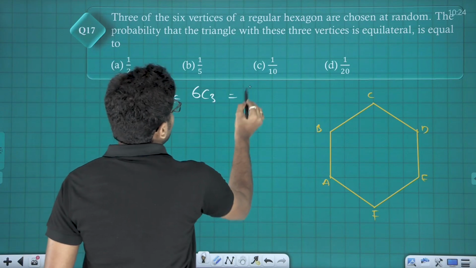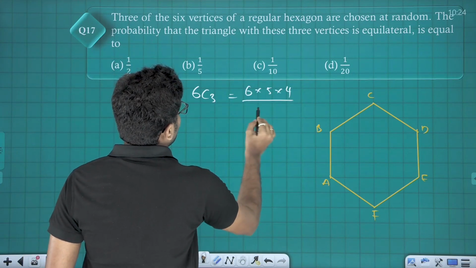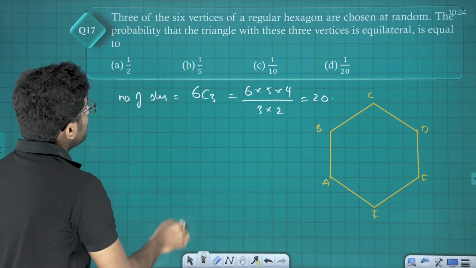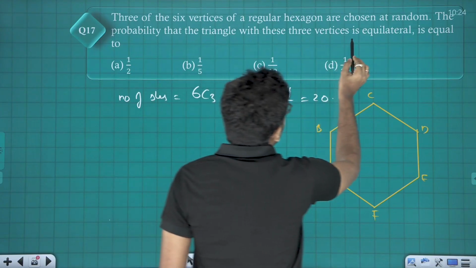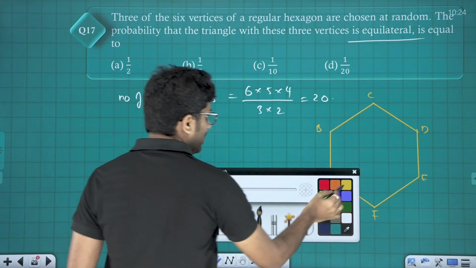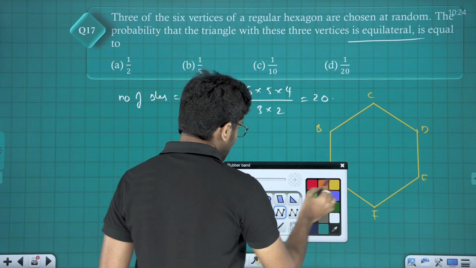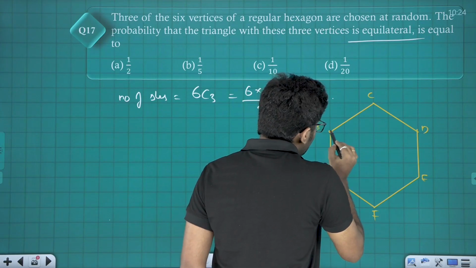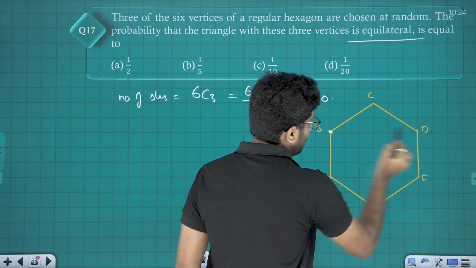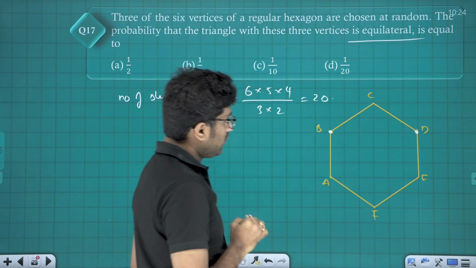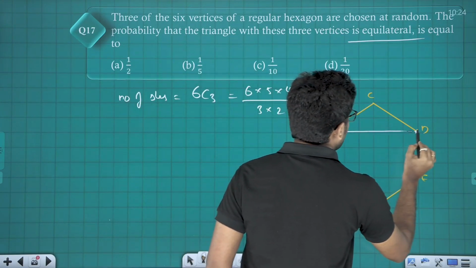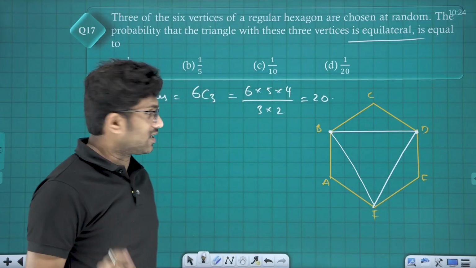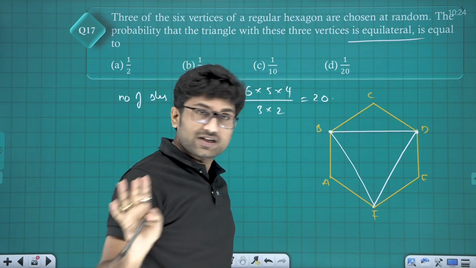So 6C3, that is 6 into 5 into 4 divided by 3 into 2, which is 20. Now what we need is the probability that the triangle with these three vertices is equilateral. See friends, to get an equilateral triangle, if we choose this vertex, and if we choose these two, then the third vertex should be this one. Then only we will get an equilateral triangle. BDF will be equilateral. Clear?